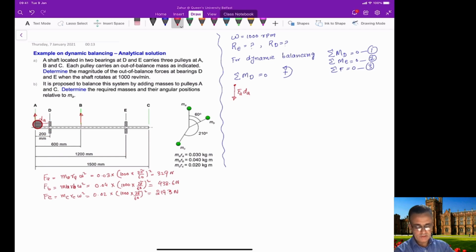So this is our DA here, which in this case is 200 millimeter or 0.2 meter. So if you calculate this FA times DA, this will be 329 into 0.2, and this is negative because it is clockwise. Newton meter here. So this is our moment that we have in the vertical direction here.